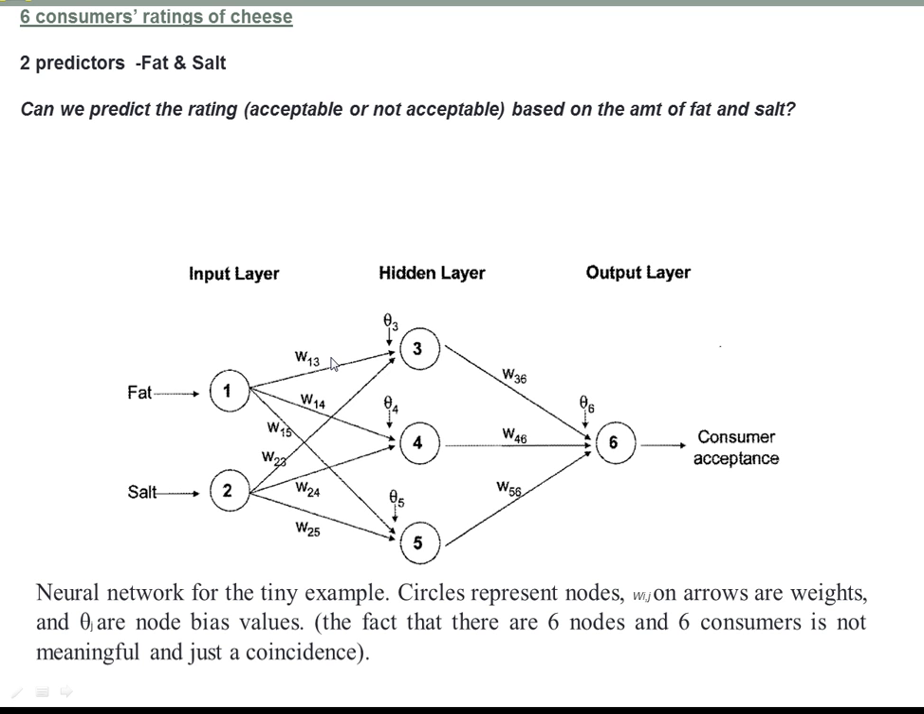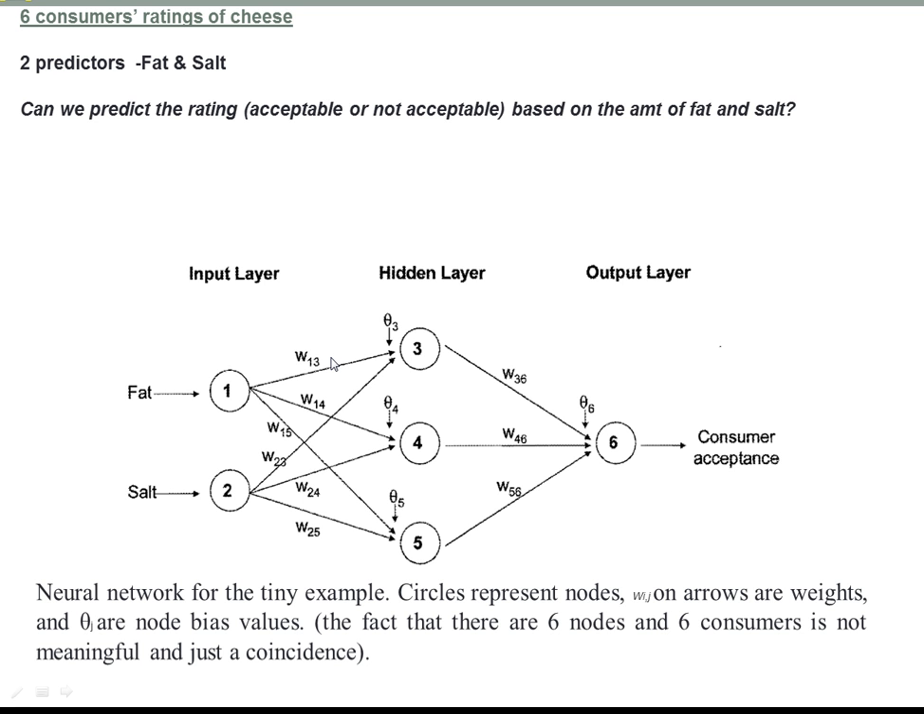So, anyway, how many edges or lines originate from node 1? 3, right? And what are they labeled as? W13, W14, and W15, right? They're labeled like that. And how many originate from node 2? 3, and what are they labeled as? W23, W24, and W25. Can you see these? If I can see them, you must be able to see them because my eyes are really bad. Okay?